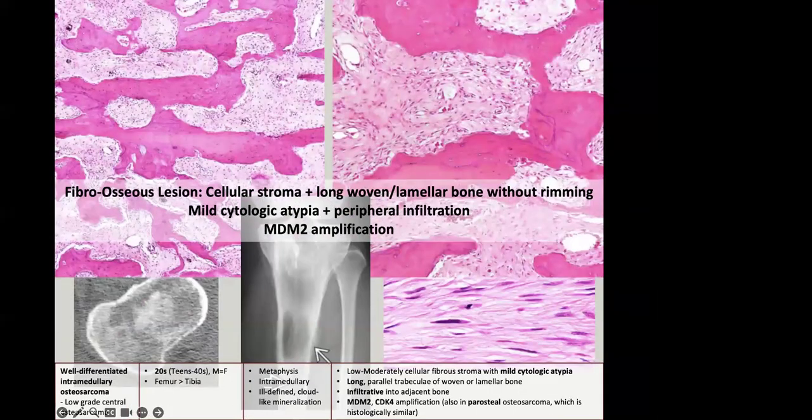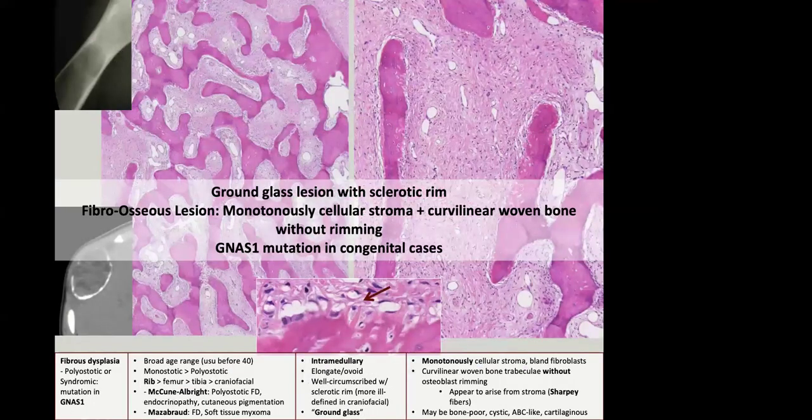Differential here is intramedullary fibroblastic osteosarcoma that generally has slightly more cellular stroma. The stromal cells should have some nuclear atypia, should have mitotic activity, and helpfully these are MDM2 CDK4 amplified. So you can use MDM2 CDK4 to help differentiate a low-grade well-differentiated fibroblastic osteosarcoma from a fibrous dysplasia, for example.